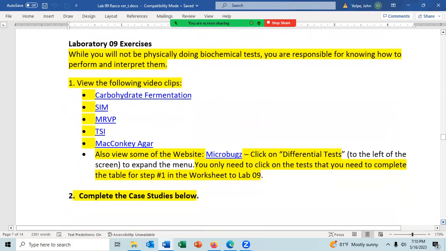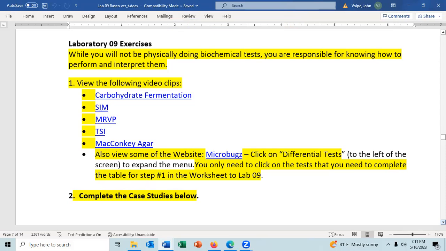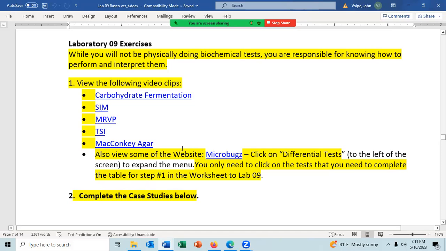All right. So in lab 9, you're not going to be physically performing any of these biochemical tests, but you are responsible for knowing how to perform and interpret them. We have video clips for the carbohydrate fermentation test, so watch that. We have a video clip on the SIM test. We have a video clip on the MR and the VP test. Remember, this is two tests.